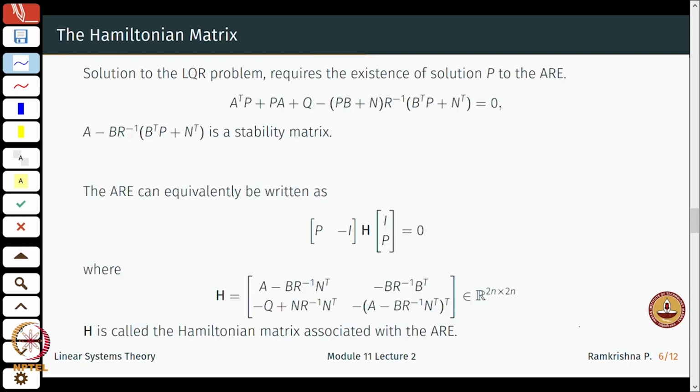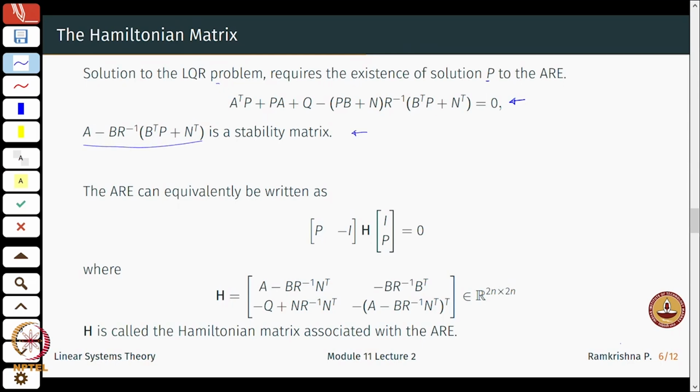Okay. So, the first step to analyze this problem regarding the solution of the Riccati equation is to define something called the Hamiltonian matrix. Okay. So, what does it mean when I say I am looking at the solution to the LQR problem? Well, the solution to the LQR problem requires existence of the solution p to this equation, right. Everything else apart from p in this equation is given, and such that this closed loop A matrix is indeed a stability matrix.